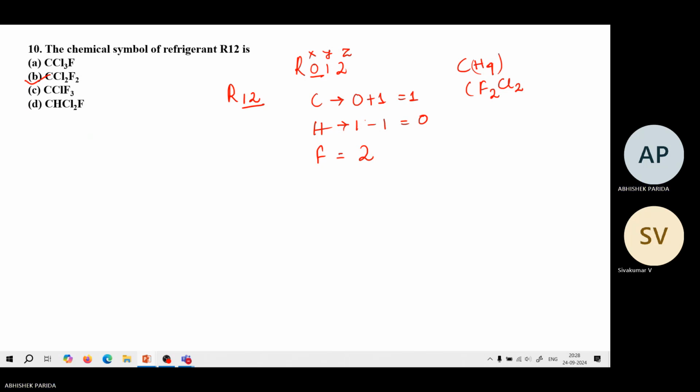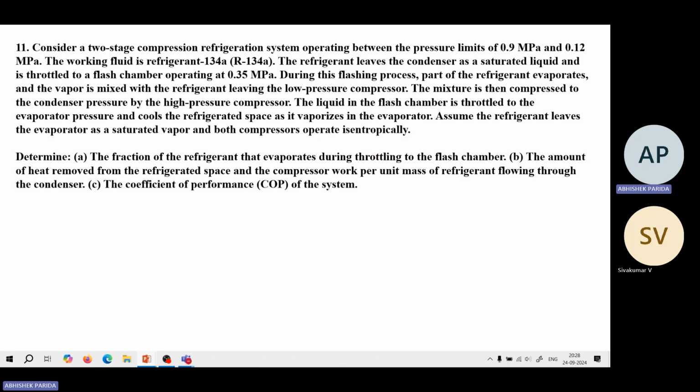Dichlorodifluoromethane. Okay. Got it? Yes, sir. Now the next question. Such a question was solved in the class also, but there the values were already given. That is why I want to rediscuss that question.